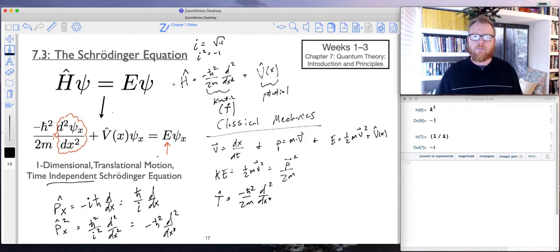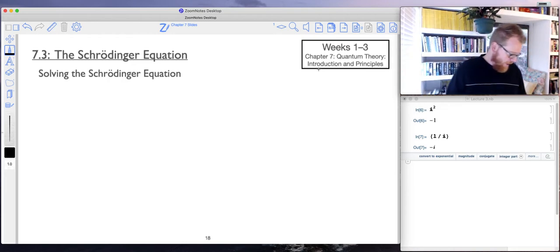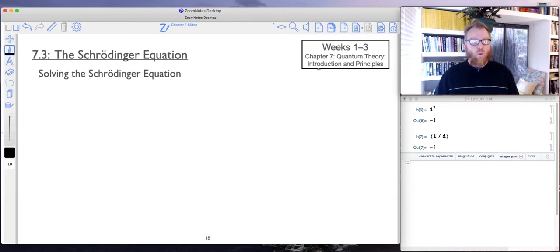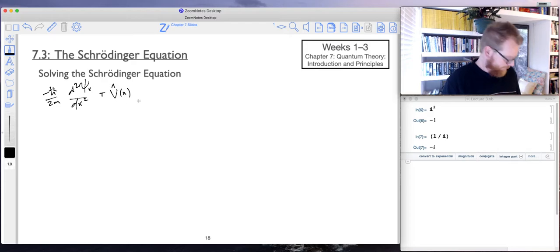Okay, so moving forward, now solving the Schrodinger equation. Solving the Schrodinger equation is no easy task. We will spend half the semester solving the various forms of the Schrodinger equation. So I'm just going to rewrite that Schrodinger equation that I had up here before. I'm going to write negative h bar squared over 2m, second derivative of psi of x with respect to x, plus potential energy, operating on psi of x, equals E psi of x.